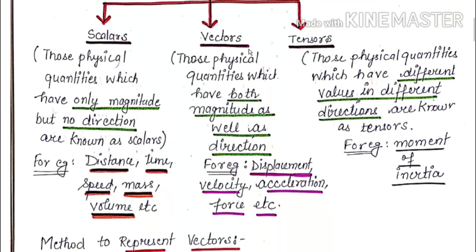And vectors are those which have both magnitude as well as direction, for example displacement, velocity, force, acceleration, etc. And tensors are those physical quantities which have different values in different directions. For example, moment of inertia. About moment of inertia we will read in the chapter on rotational motion.